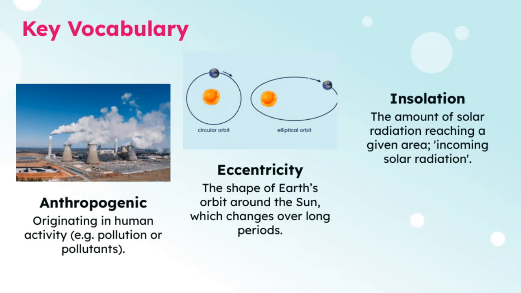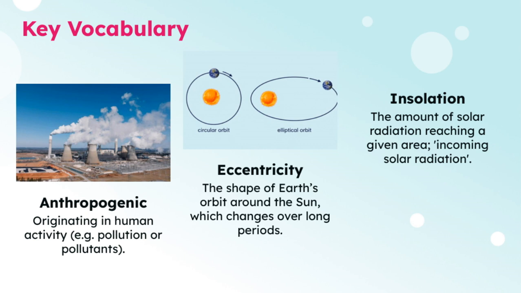Before we go further, let's look at the key vocabulary. The first word is anthropogenic. Anthropogenic means originating in human activity. For example, greenhouse gas emissions from burning coal, oil, and gas are anthropogenic because they are caused by people.